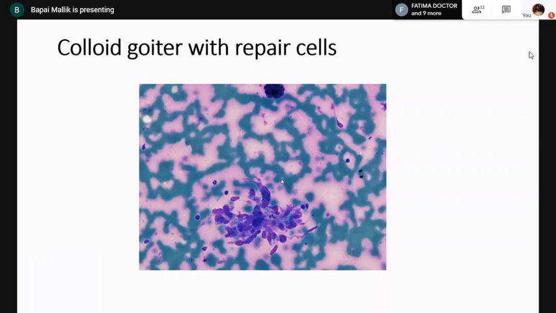Here you have a colloid goiter. You can see the colloid in the background mixed with blood. The cells start looking a little bit juicy. They are a little bit pleomorphic. But once again, this amount of pleomorphism could go with repair cells. Some people may like to use the word atypia in this, but I think this is more or less something which can go with a colloid goiter.